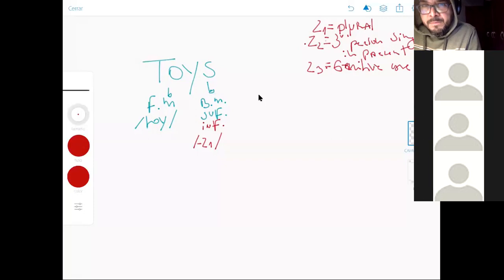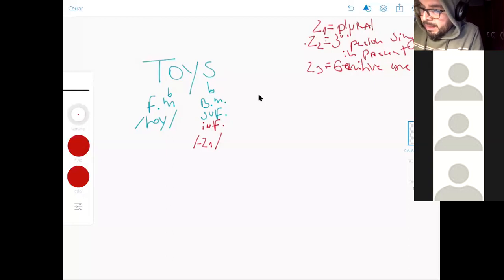¿Alguna duda de esto antes de avanzar? Profe, inflection, ¿qué significaba? Inflection is to add a characteristic without changing the word class. Ya. Gracias. Okay.